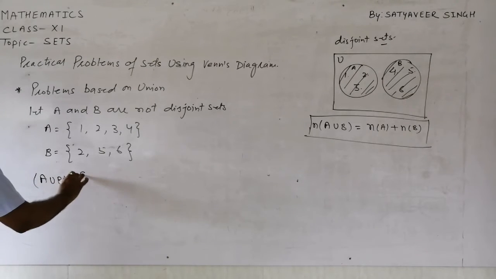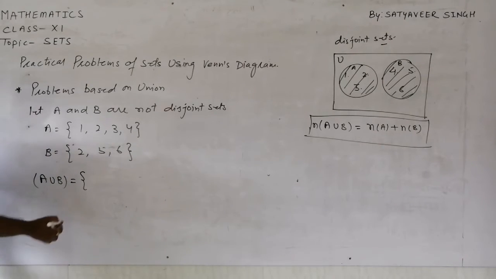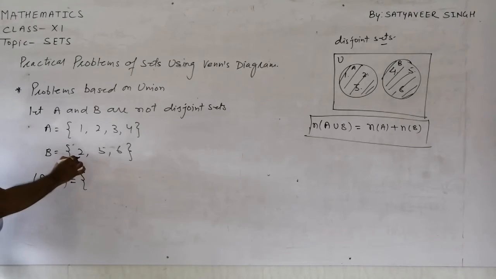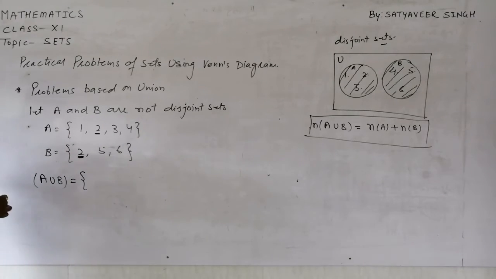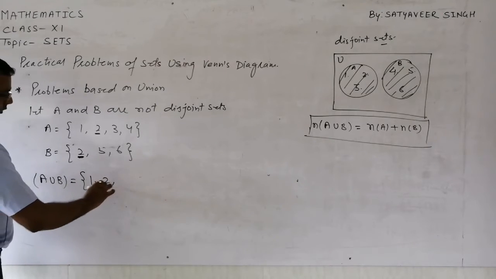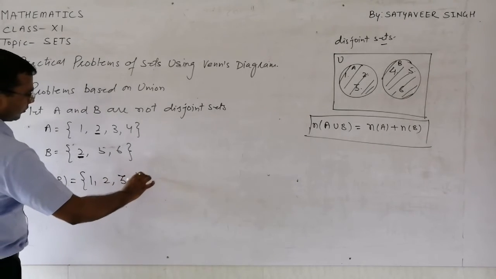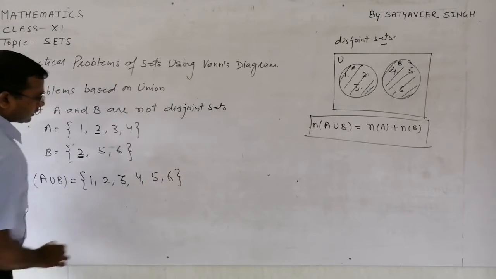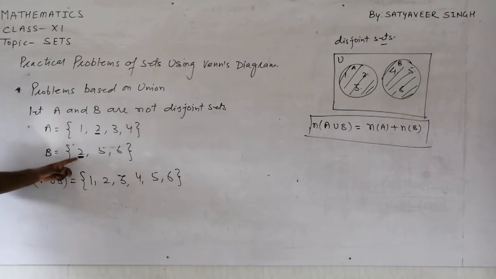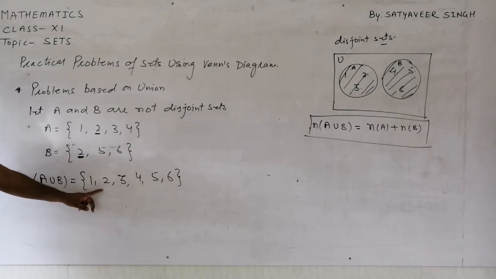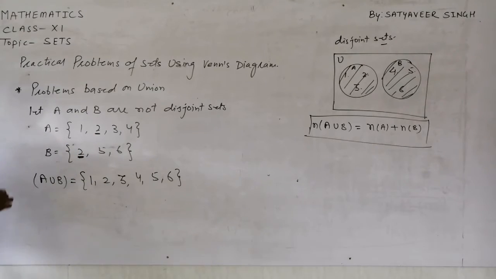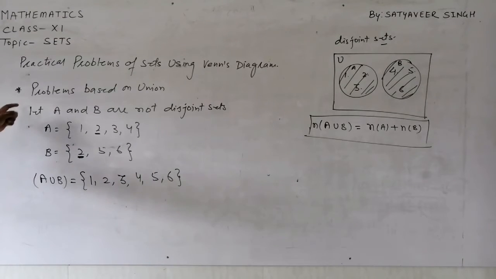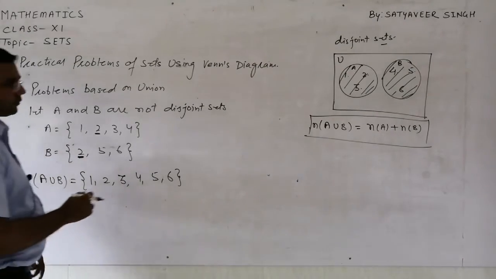What is A union B? See, what you will have to do: if some elements are repeating, common in both the sets, you will write the common element once only. So here you will write 1, 2, 3, 4, 5 and 6. Because 2 was common, we have written it once only. We will not write it again. So this is the procedure if two sets are not disjoint and we want to find A union B.